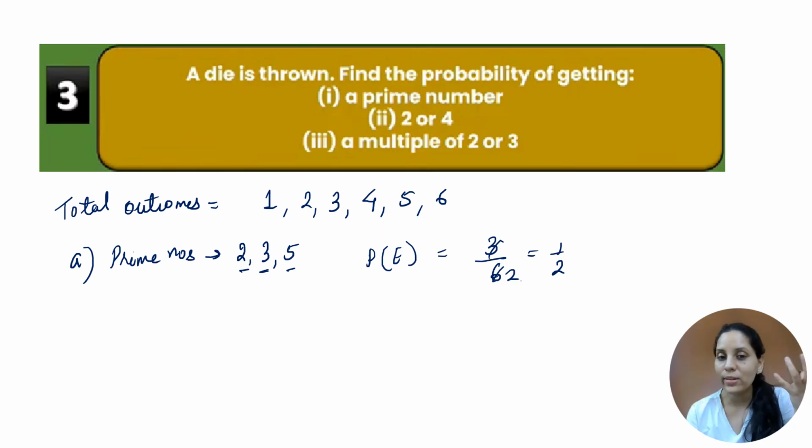And you are also aware that probability always lies between 0 and 1. Never less than 0, never more than 1. It can be 1, yes. It can be 0, yes.